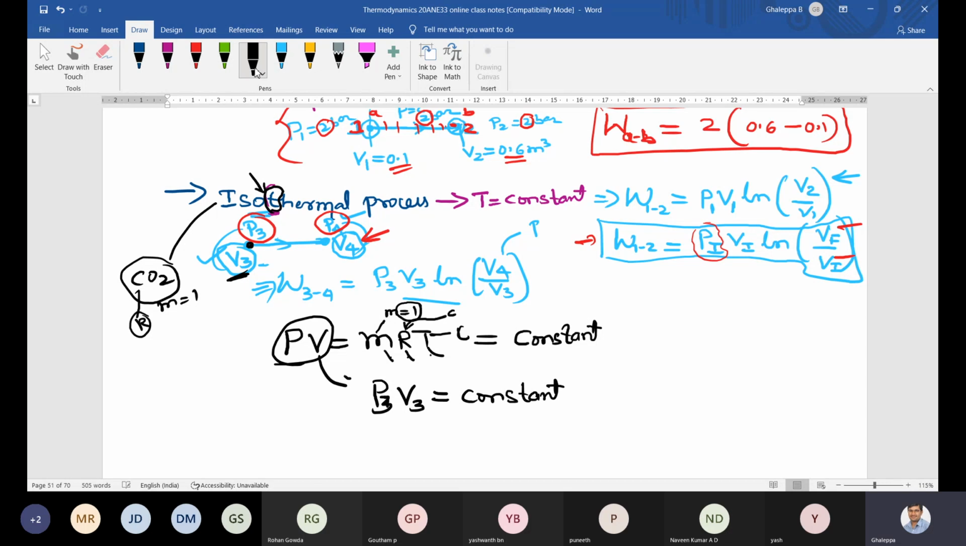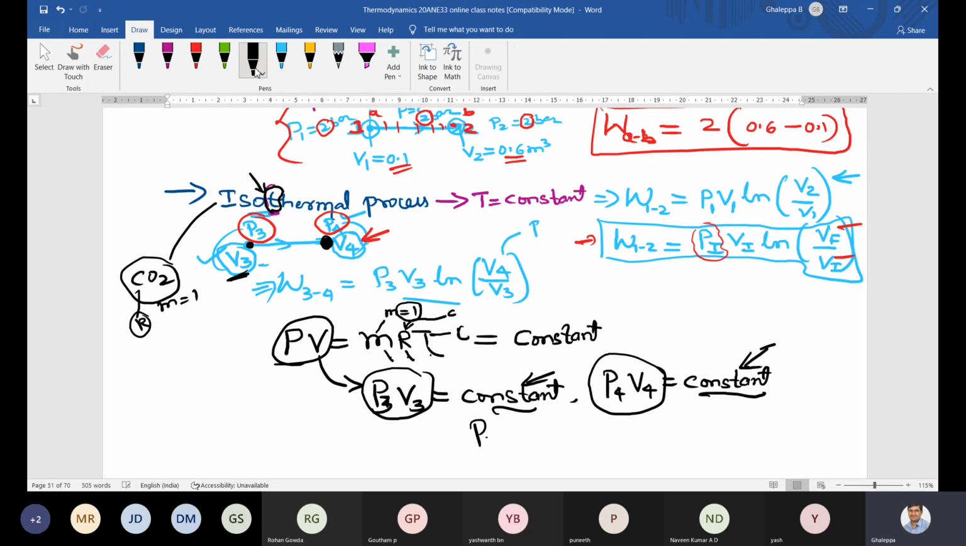Same expression you write at the final point here. How will you write? P4 V4 is equal to constant. Constant means it has the same value. Here it is also 200. Here also 200. The right hand side is the same on both sides. So obviously the left hand side should be equal. So P3 V3 is equal to P4 V4.